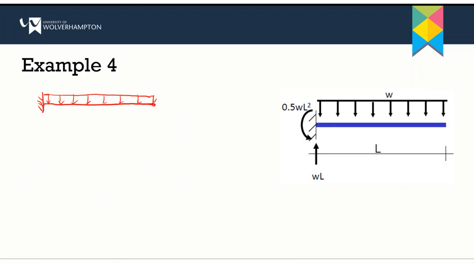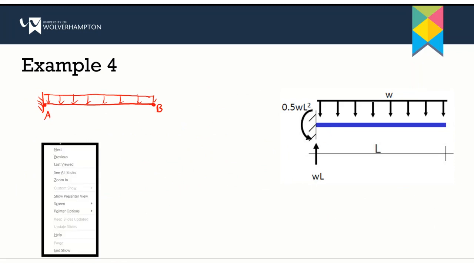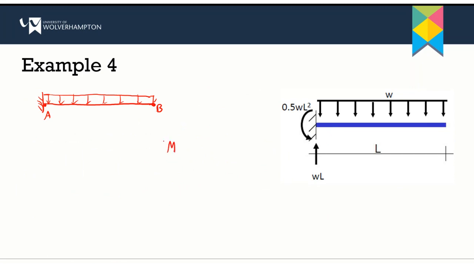Just because it helps me visualize how to draw the diagrams to some kind of scale. It is not to scale, but it's not that bad. So, bending moments, what happens here? Shear forces and axial forces.